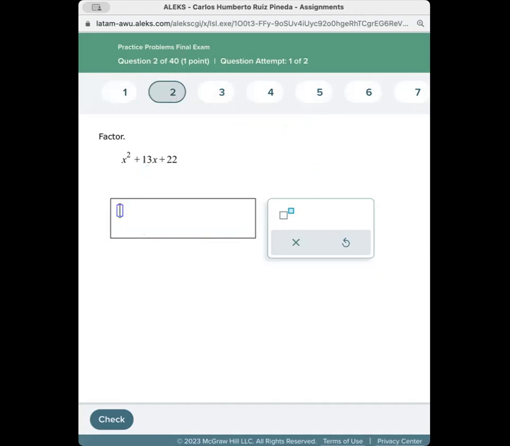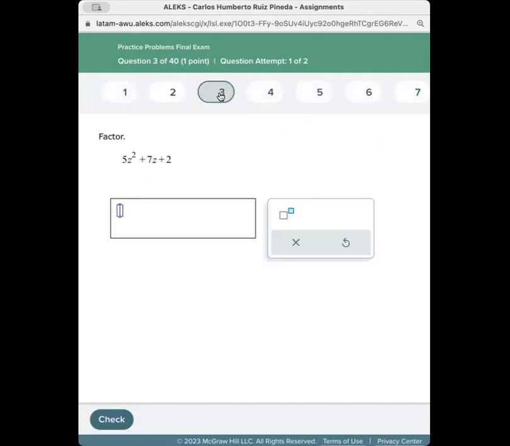The next one, the second example, is we also need to factor, and we need to get two numbers that multiplied give you 22 and add up to 13. So these options are 11 and 2, both positive. So we get x plus 11, x plus 2. Let us continue with number 3.